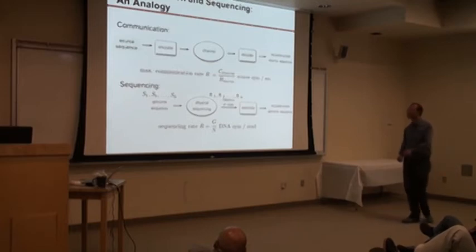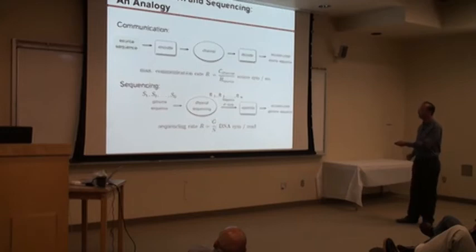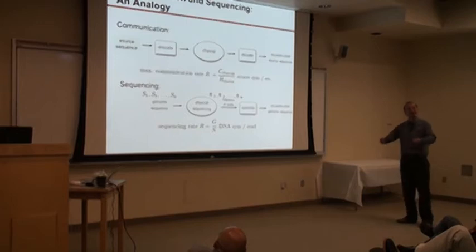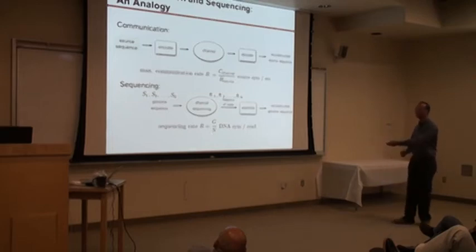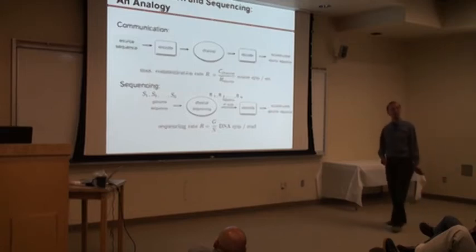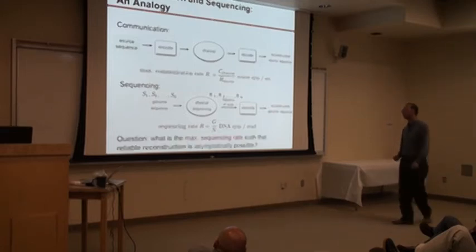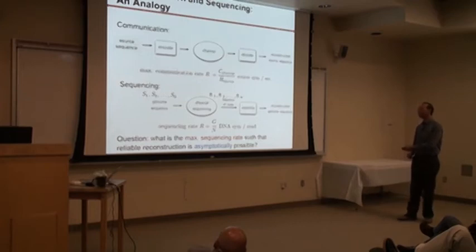It tells me how many DNA symbols or nucleotides I can resolve per read on average, after looking at many reads and a very long DNA sequence. If I'm interested in minimizing the number of reads, it is analogous to maximizing the sequencing rate. And that's what communication people like to do, they want to maximize the rate. So the question would be, what is the maximum sequencing rate R such that reliable reconstruction is asymptotically possible?